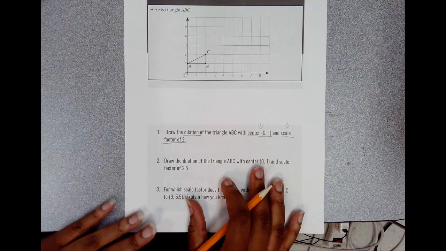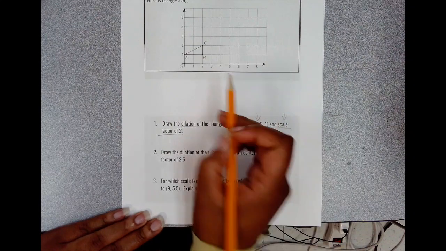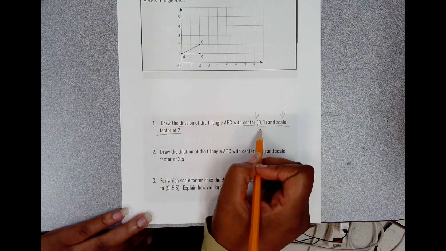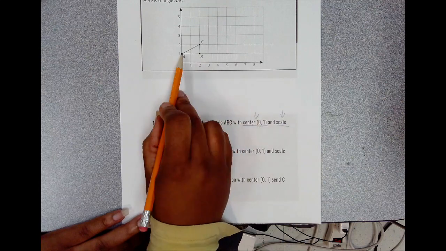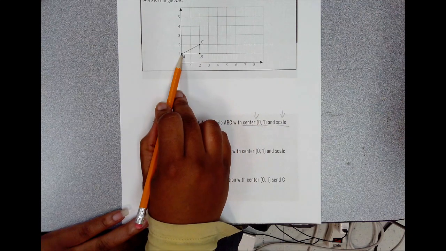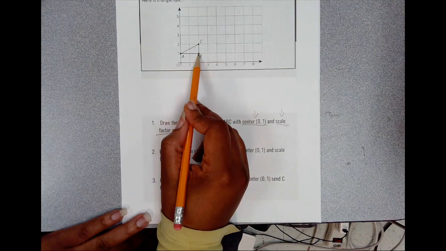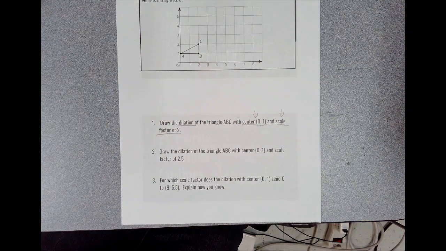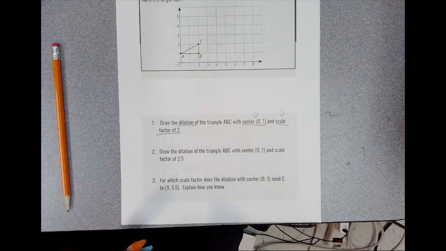All right, so my scale factor is 2. So that basically tells me that each point on the triangle is going to be twice as far away from my center of dilation. So A is on the center of dilation, so that's not going to change. B is 2 units to the right of my center of dilation. If I multiply by a scale factor of 2, B prime is going to be a total of 4 units away from the center of dilation.